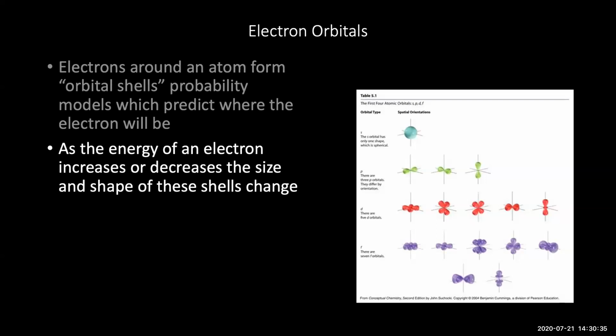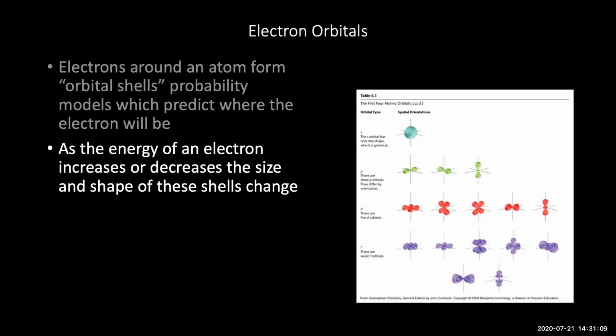All right, as the electron energy level increases or decreases, the electron is basically bumped to a different orbital shell. So if you are in shell 1s, so you're in the s orbital, and you are in the lowest s orbital, the 1s, it is possible for your electron to increase in energy and move up to the 2s orbital, which is bigger.